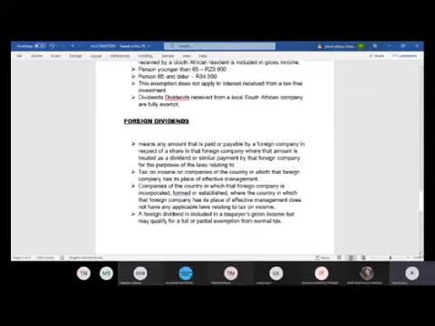Let's look at the foreign dividends. I think somebody was asking me a question with regards to the dividends last week. So foreign dividends means any amount that is paid or payable by a foreign company in respect of the shares in that foreign company, where the amount is treated as a dividend or similar payment by that foreign company for the purpose of the laws relating to that one.